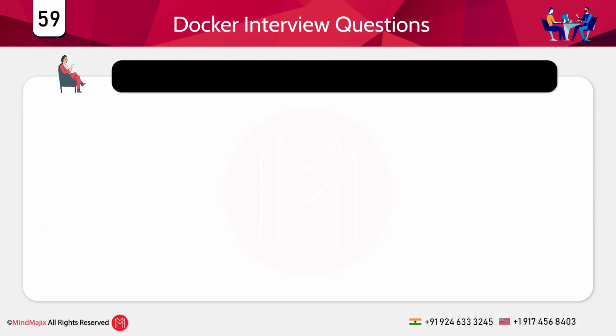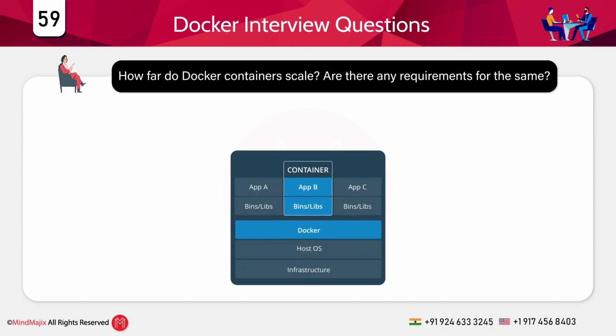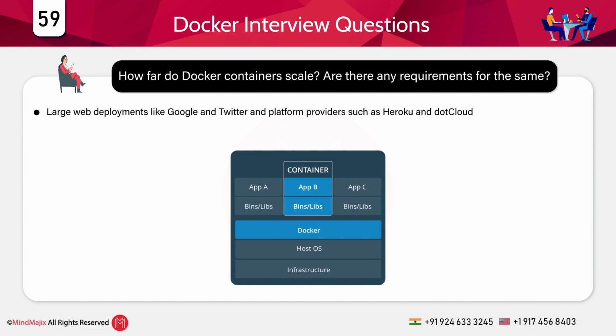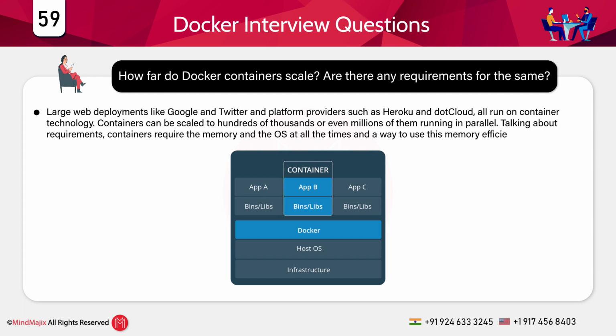The next question: how far do Docker containers scale? Are there any requirements for the same? The answer is large web deployments like Google and Twitter, and platform providers such as Heroku and dotCloud, all run on container technology. Containers can be scaled to hundreds of thousands or even millions of them running in parallel. Talking about requirements, containers require memory and the operating system at all times, and a way to use this memory efficiently when scaled.